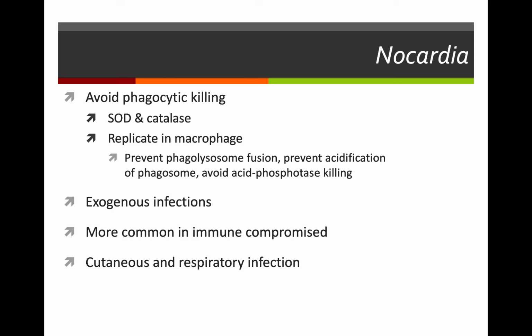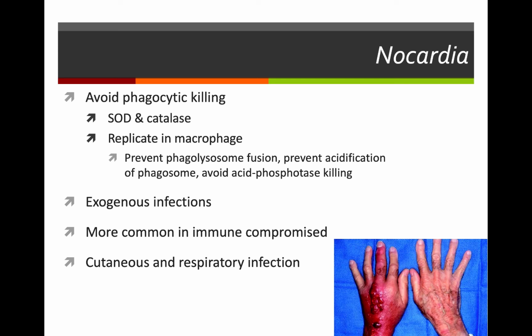And the general manifestations of disease are going to be either cutaneous or respiratory. So here in this patient, you see on the left-hand side, the middle finger is red and swollen. The whole hand is red up to the wrist. And you see these weird, gross lesions on the back of the hand. That's a Nocardia cutaneous infection.